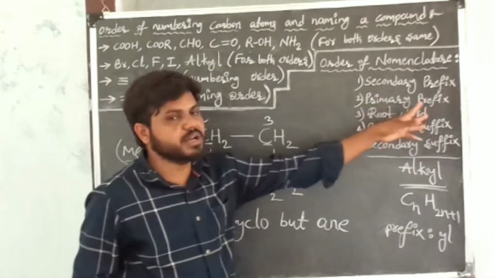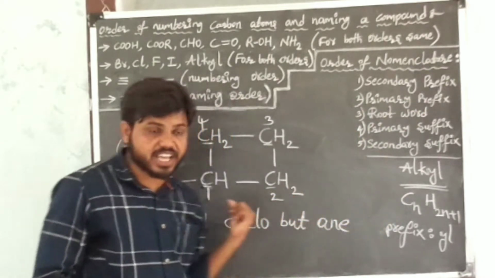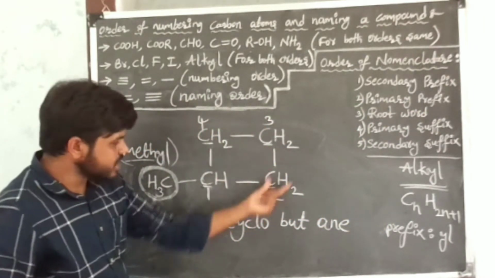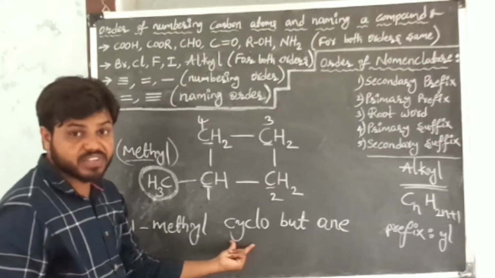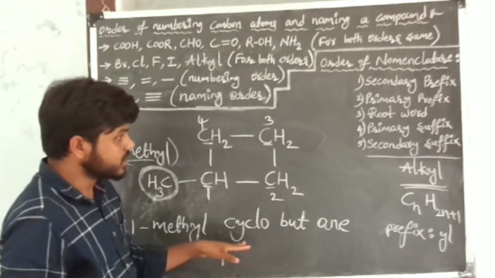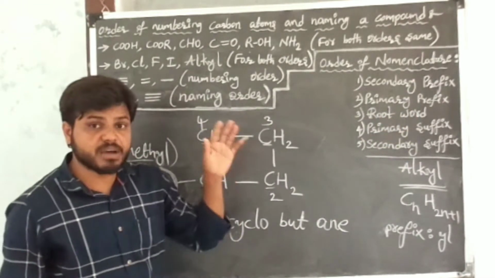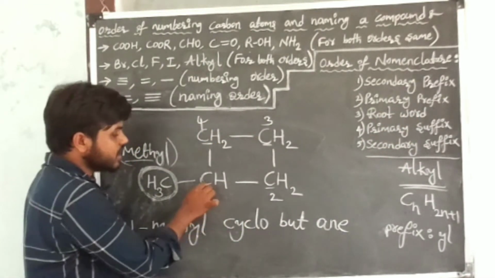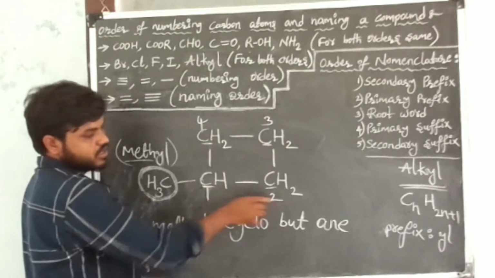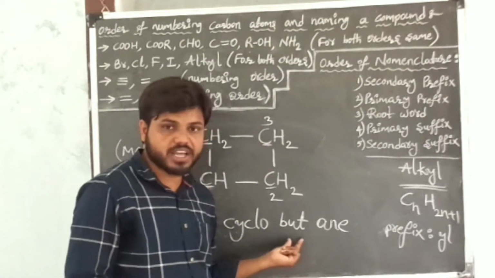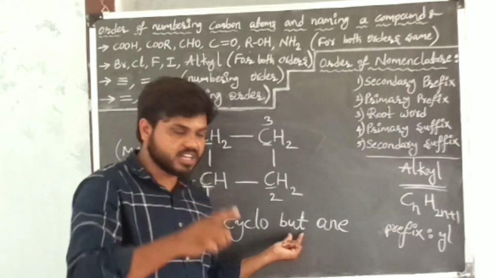Then go to the primary prefix. The primary prefix here is cyclic. In the given carbon compound, the prefix of cyclic is cyclo. After writing the primary prefix, go to the root word, which means the number of carbon atoms. There are 4 carbon atoms, and the root word of 4 carbon atoms is but.